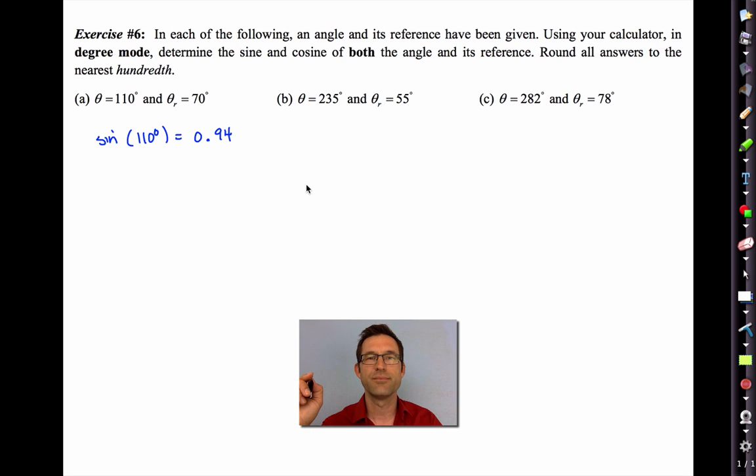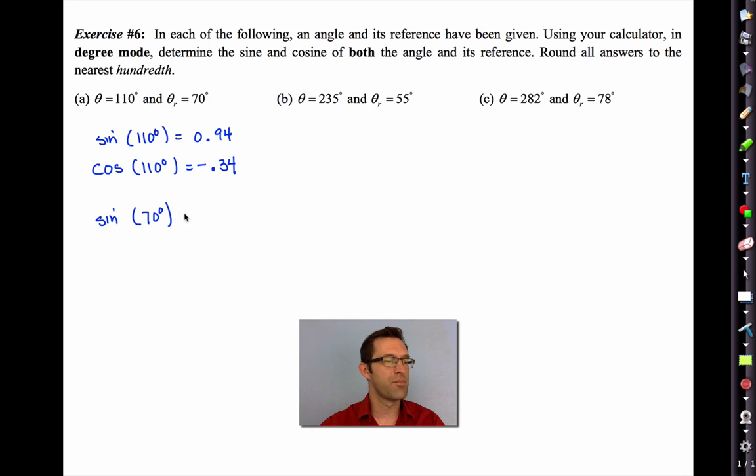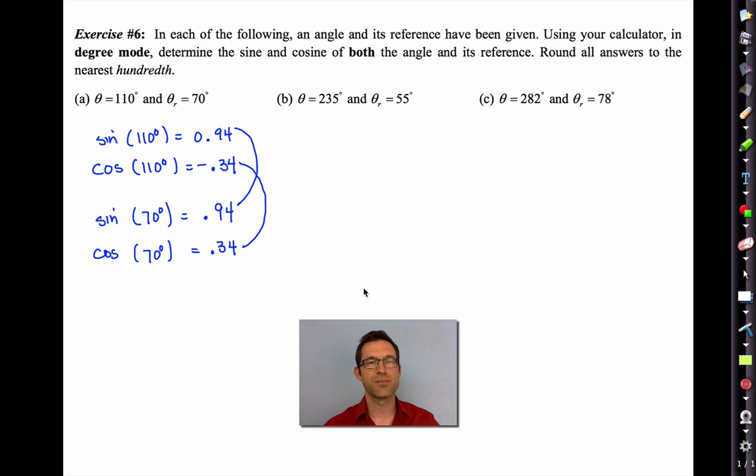Let's pause just for a moment. All right. Well, let's get back to it. The cosine of 110 degrees, again, to the nearest hundredth, is negative 0.34. All right, so nothing particularly special about those values. But then, when we look at the sine of 70 degrees, 70 being its reference angle, we also get 0.94. And when we look at the cosine of 70 degrees, we get 0.34. So notice, these are the same, and these are almost the same, they just have opposite signs.